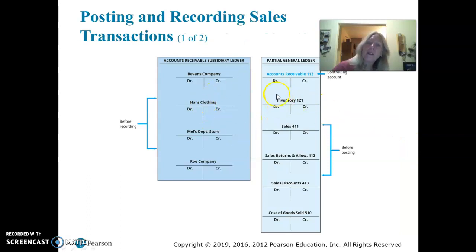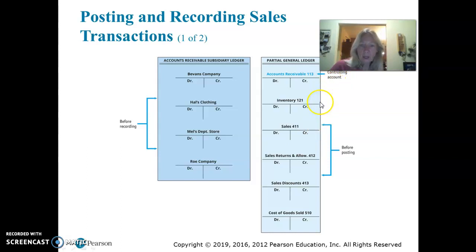Okay, and then these are simplified ledgers. Remember, going back to the T account. So here's your subsidiary ledger. You have that Bevins Company, Howes, Mel's, and Rowe Company. Those are all your individual accounts. And then you have your regular accounts that are what we've been studying mostly, which is accounts receivable.